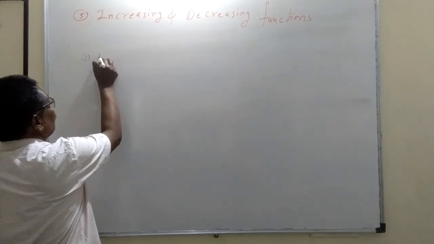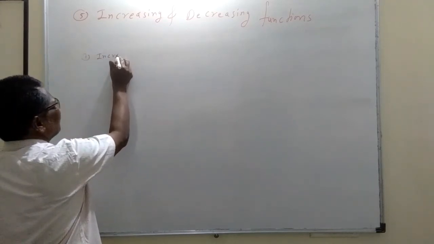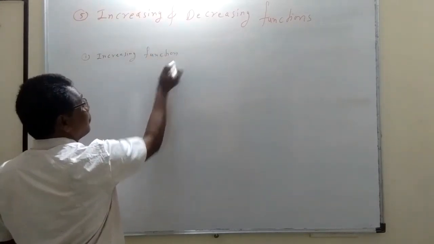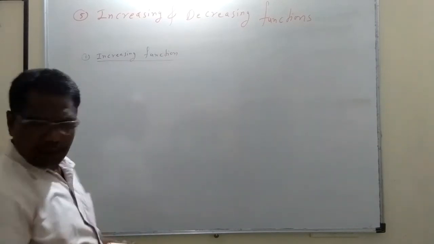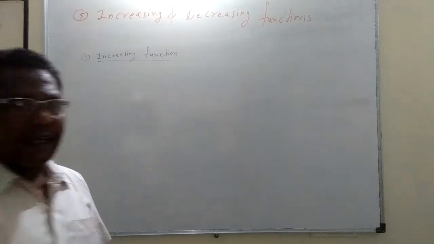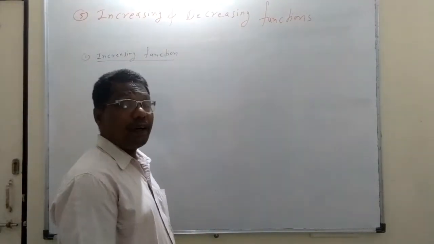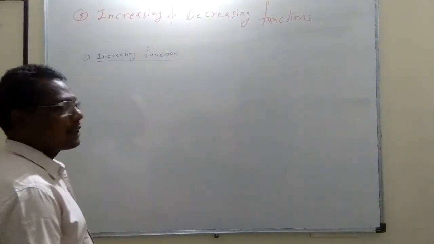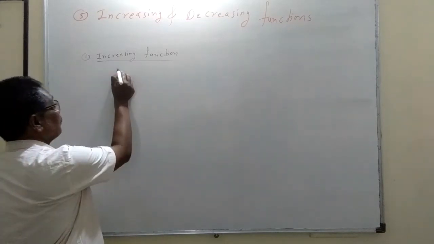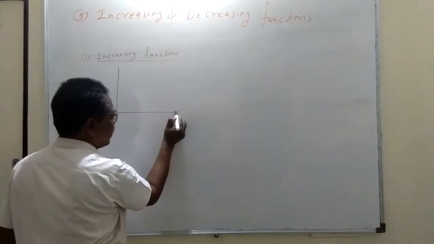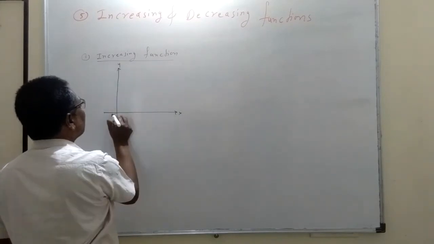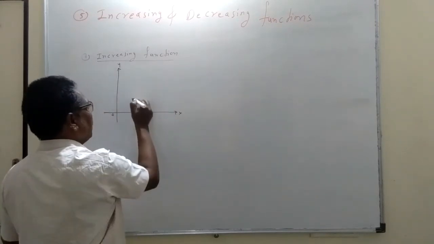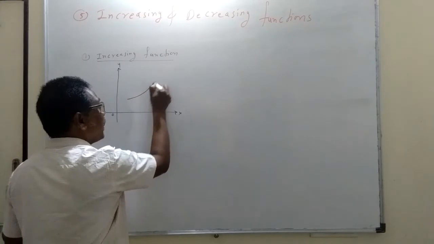So first we will understand the increasing function. Increasing function, in short, means what? As x increases, its dependent variable y also increases, and as x decreases, y also decreases, then that function is an increasing function. So here if we plot the graph, x-axis and y-axis, suppose this is the origin. For an increasing function, as x increases, y increases. So we get a graph like this.